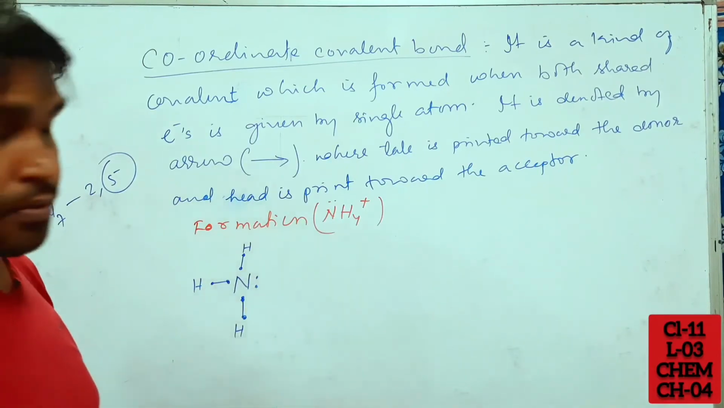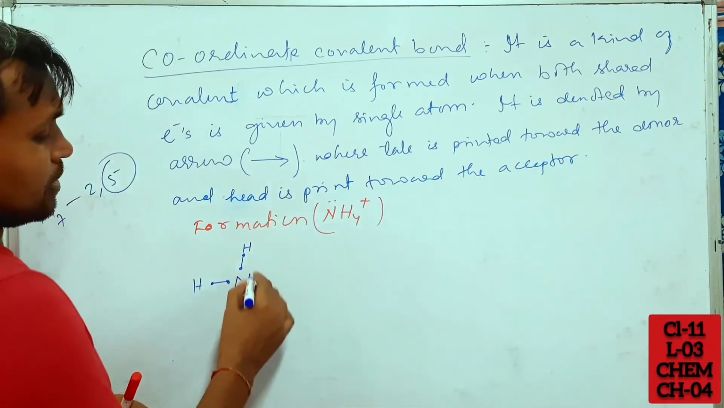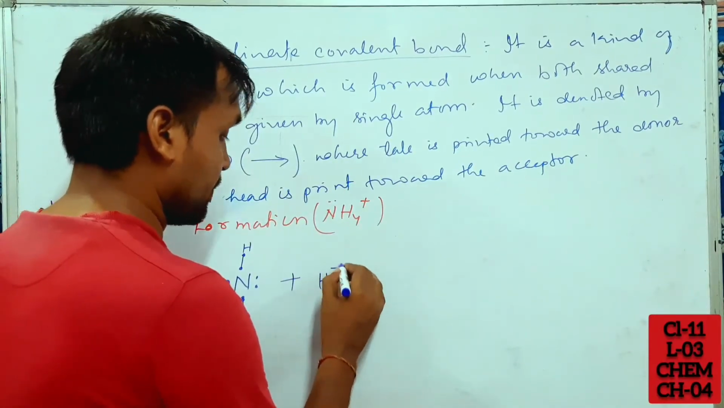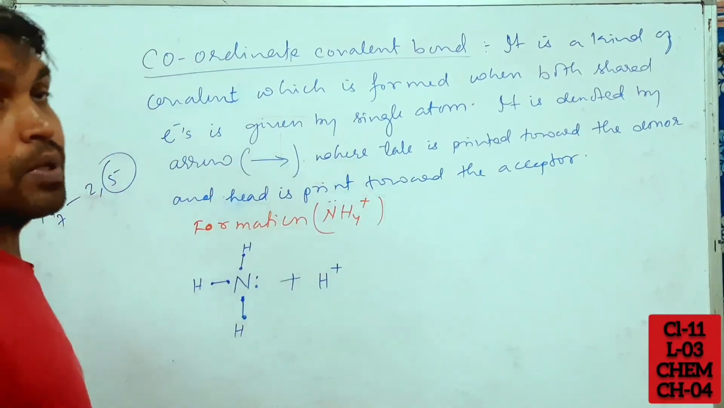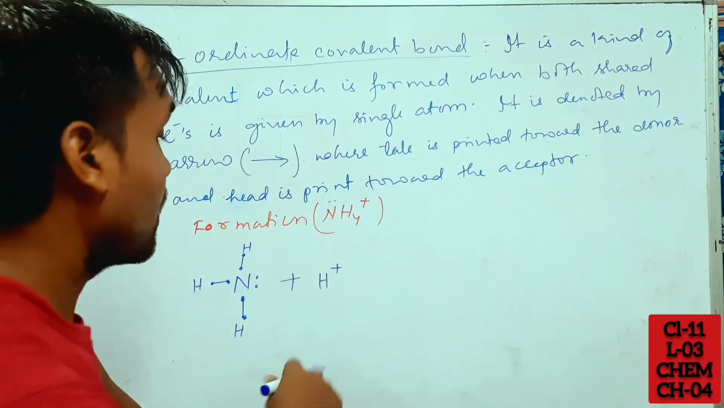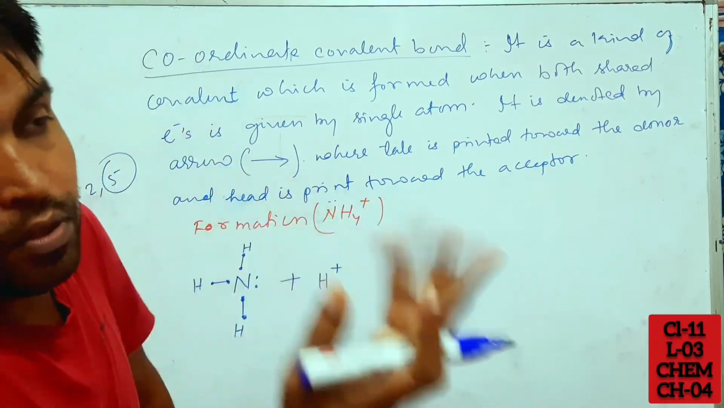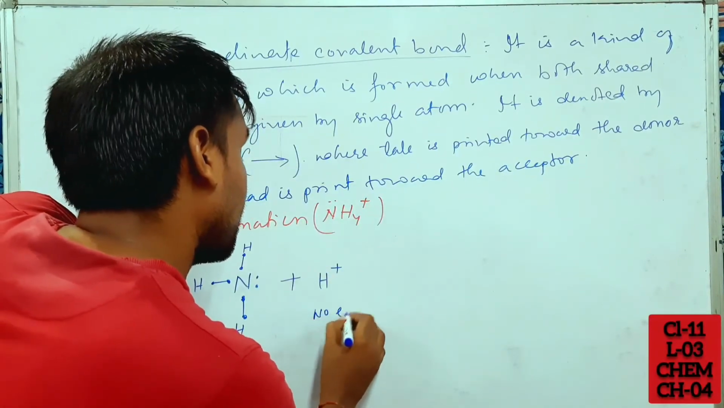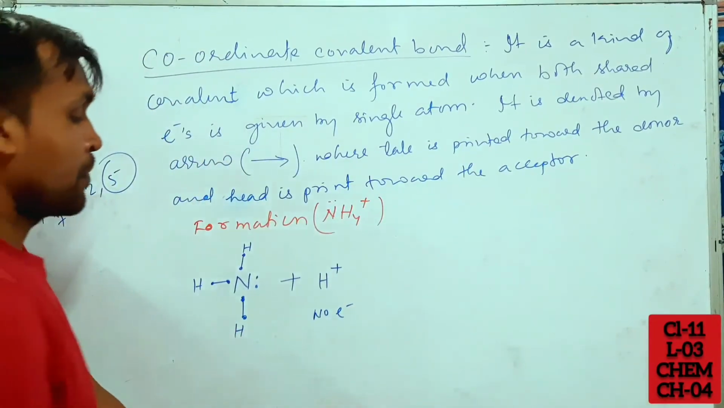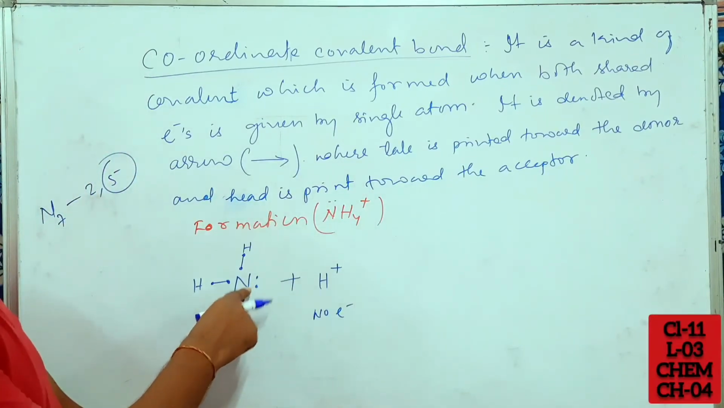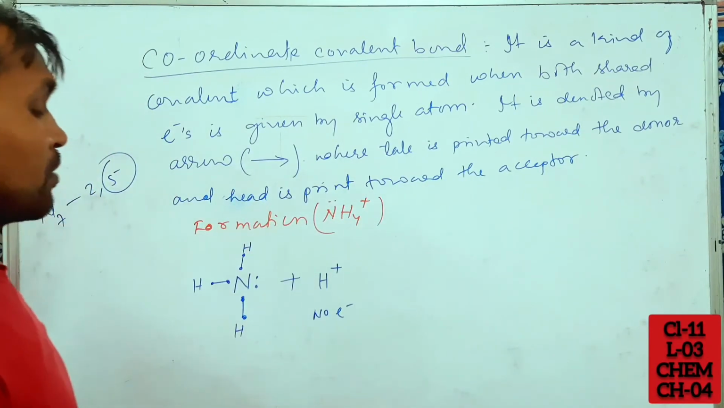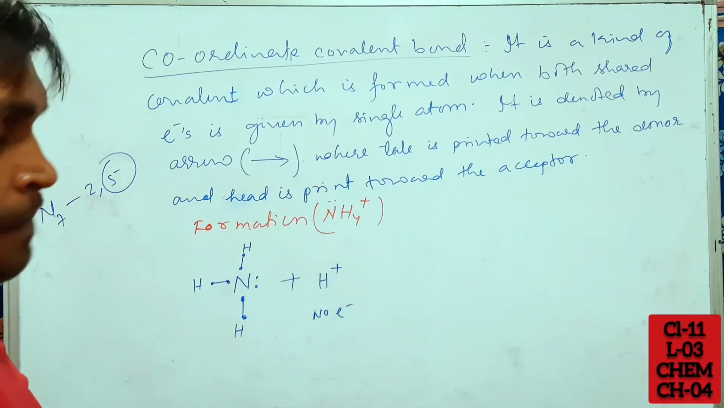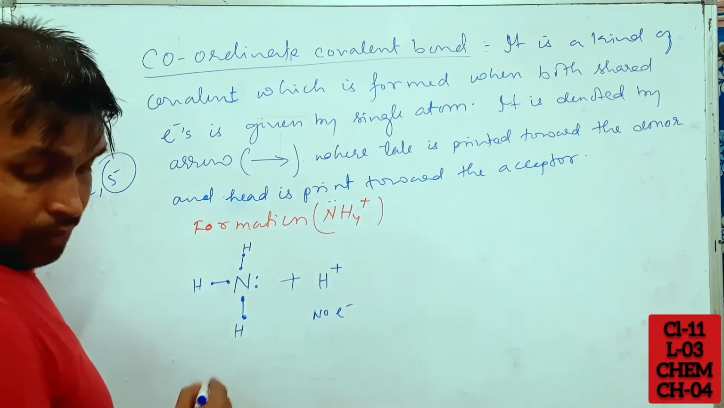2 electrons are left unused. Now when this ammonia is combining with H positive, what is H positive? Hydrogen has only 1 electron, and that 1 electron it has already lost. Now this hydrogen is left with no electrons, it does not have any electrons, whereas this nitrogen has got 2 extra electrons. Now nitrogen really wants to form a bond with H positive. So what will be the condition?